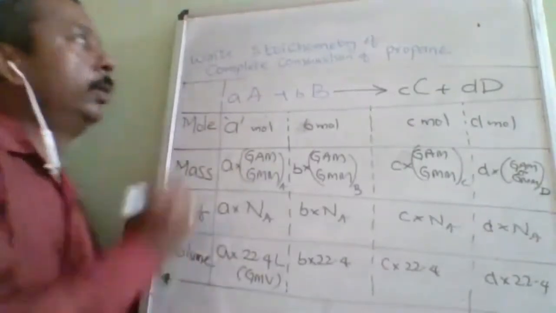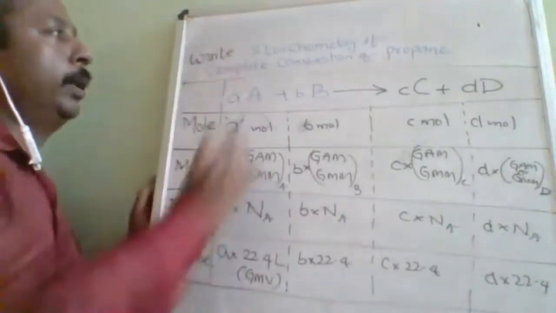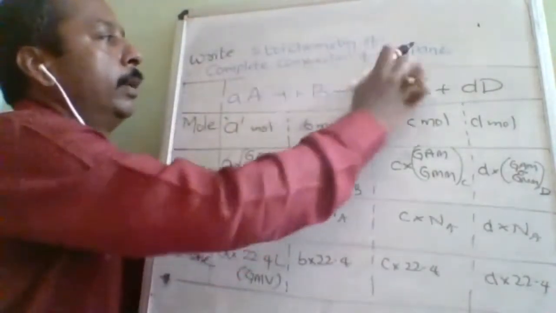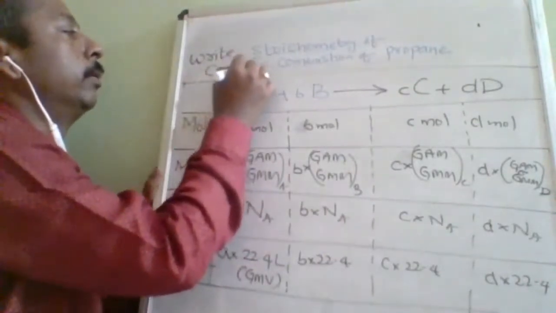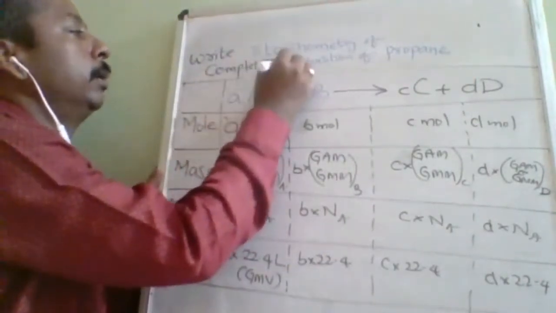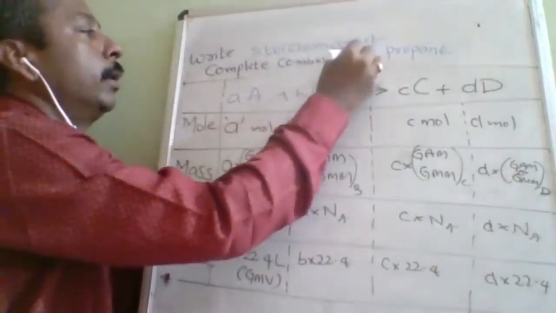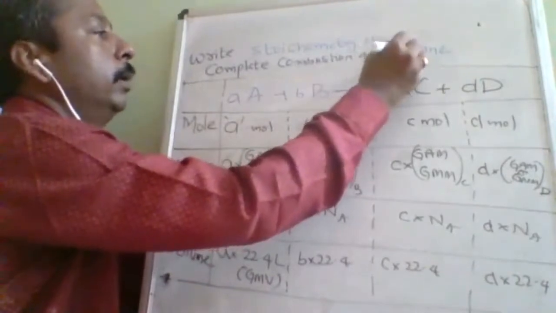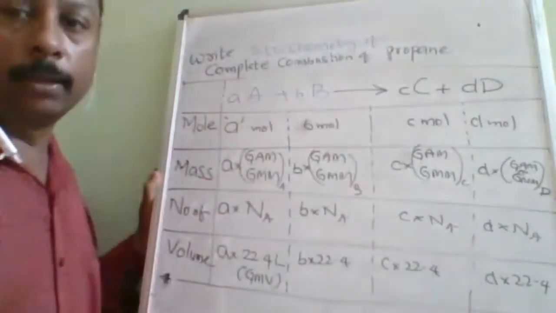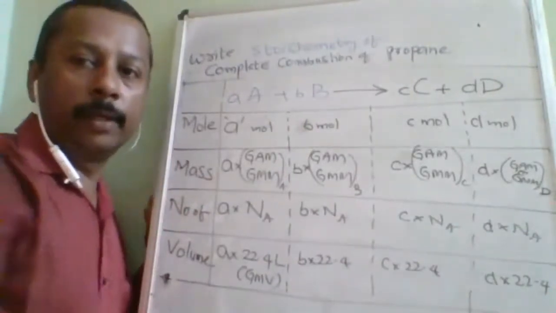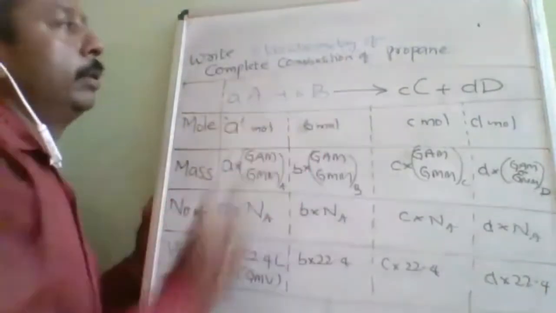So here it is written: write the stoichiometry of complete combustion of propane. What is written? Complete combustion. So complete combustion of propane. As you must be aware from organic chemistry, and in thermodynamics also, you must be aware of complete combustion of propane.